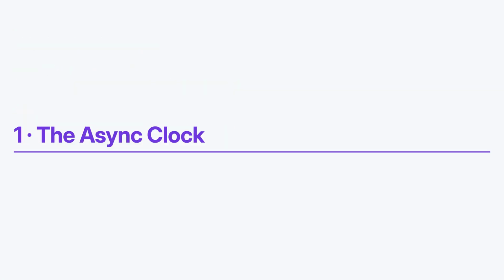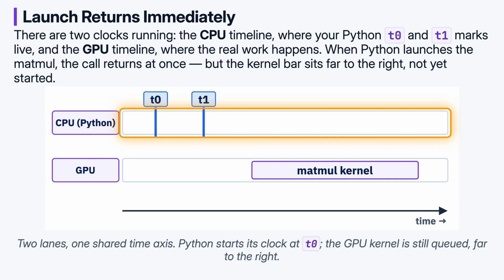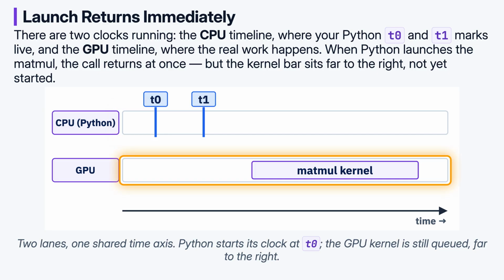Part 1, the async clock. Let's see why there are really 2 clocks running. There are 2 timelines here. The top lane is the CPU. This is where your Python T0 and T1 marks live. The bottom lane is the GPU. This is where the real work happens.